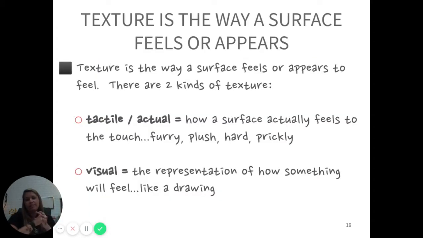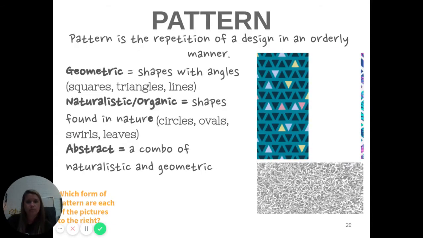Texture is your next to last element of design. It's the way something feels or appears to feel. Sometimes you touch something and you thought it was going to feel one way and it didn't, or it's a picture of texture and it doesn't actually feel a way. So your two options for that are tactile and visual. Another word for tactile is actual. So something that is tactile is these furry flower thingamajiggies back here. I can touch it and feel the prickliness. A visual texture would be if something looks like it's going to feel rough or slimy or furry, but then it doesn't actually feel that way because it's just a picture of it.